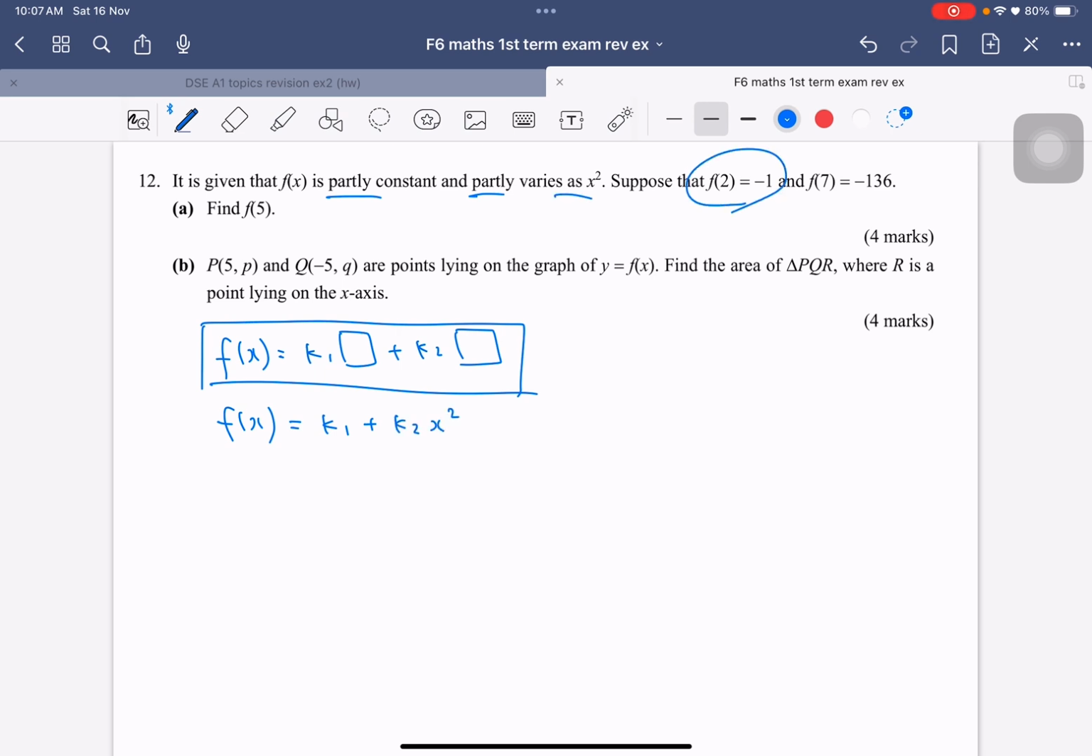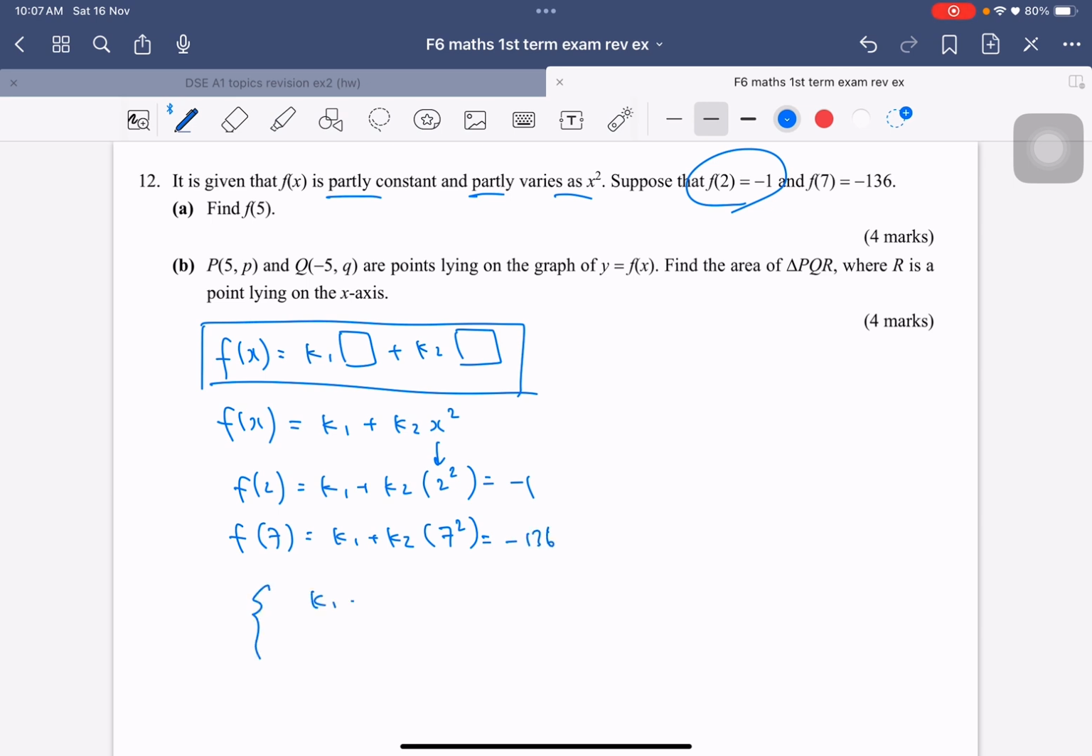The second part varies as x squared, so it's going to be k2 times x squared. Then we have f(2) equal to -1, which means we can replace all of the x by 2, and the whole thing should be equal to -1. So f(2) is equal to k1 plus k2 times 2 squared, I replace the x by 2. This should be equal to -1. And the second one is f(7), so I change x to 7. So I have k1 plus k2 times 7 squared equal to -136.